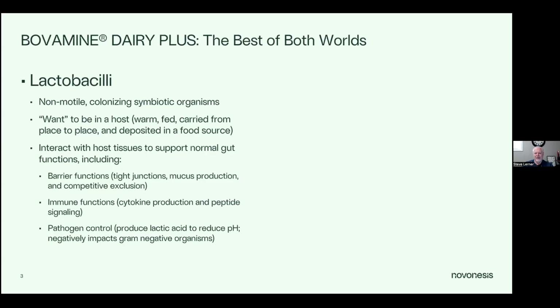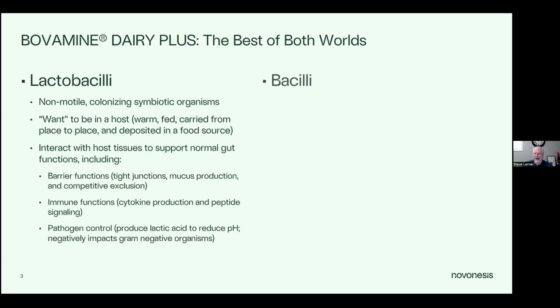We've got great evidence that lactobacilli also support immune functions, including the secretion of cytokines, those cell-to-cell signaling molecules, and also peptide production. And of course, when you can increase acidity, reduce pH, it does offer some modicum of reduction in potential pathogens because gram-negative bacteria don't really prefer an acid-rich environment.